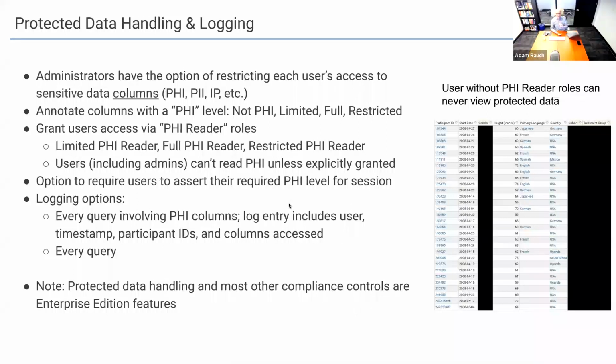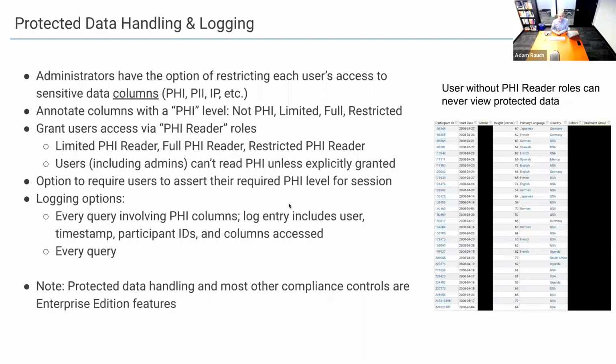And then any column that is annotated as PHI, so limited, full, or restricted, no one can read that data unless they're explicitly granted one of these PHI reader roles. Again, we have multiple levels: limited PHI reader, full PHI reader, restricted PHI reader. Even administrators don't automatically get the ability to read PHI. They, and everybody else, must be explicitly granted a PHI reader role.